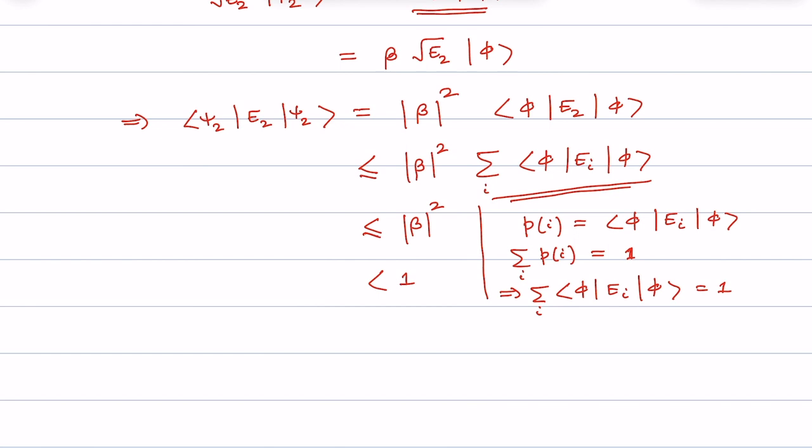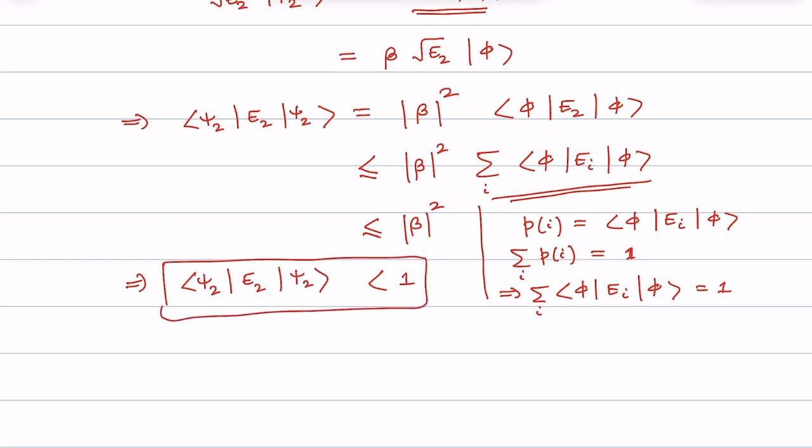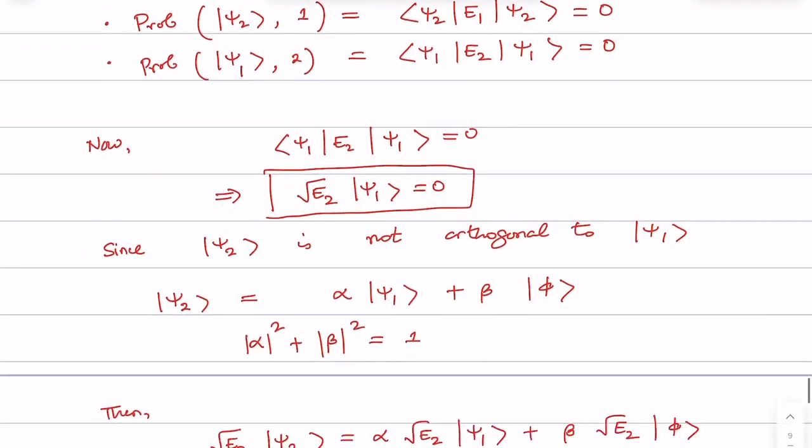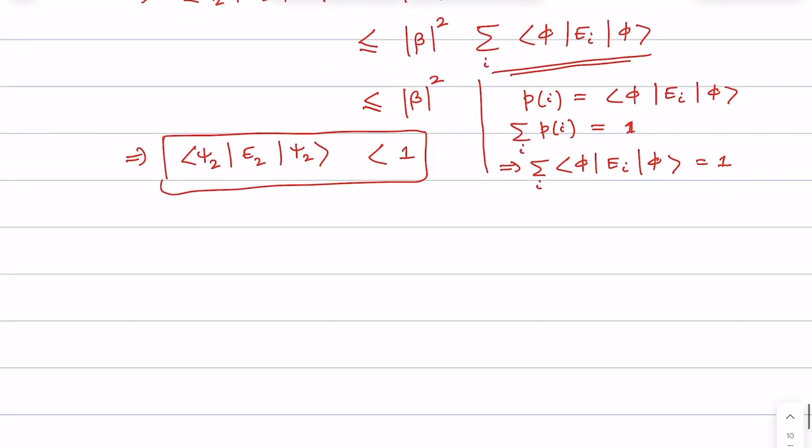Okay, so what you get is this result, but earlier you got this expression, which you had taken to be equal to 1 because you were able to distinguish psi 1 and psi 2. That is your assumption. But what resulted because of all this assumption is in contradiction. So this is a contradiction.